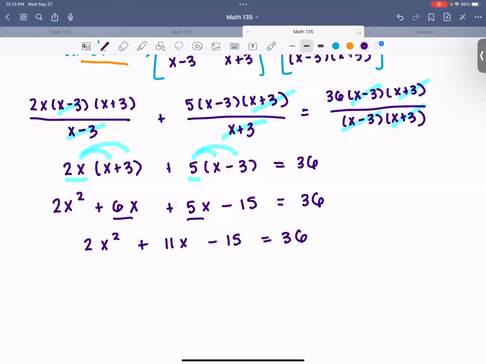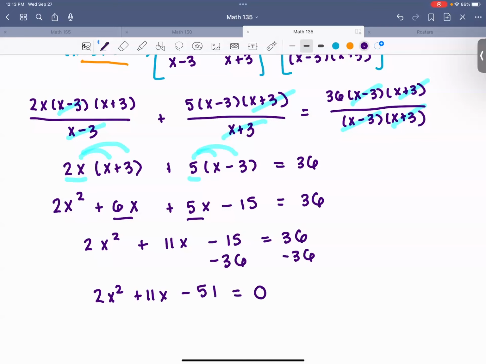Any other ideas? Get it equals 0. We could factor or we could use the quadratic formula. Both of them need 0 on the right-hand side, right? So let's subtract 36 on both sides. 2x squared plus 11x, is it minus 51, I think, equals 0.